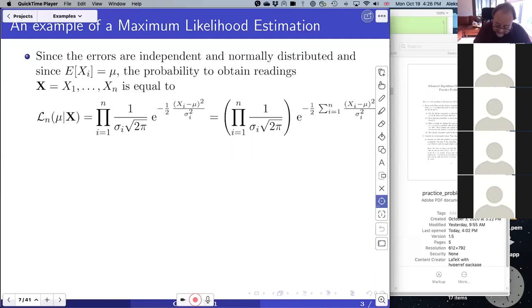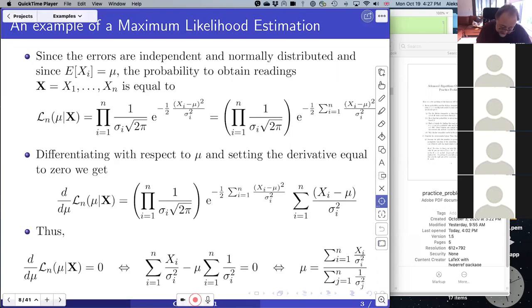So this is our likelihood, and now we want to see for what mu this expression is as large as possible. Well, we know how to do that. We differentiate the likelihood with respect to mu. So what do we get? Mu doesn't appear here, so that's a constant, and it goes outside. And then the derivative of e to something is exactly e to something, times the derivative of the exponent.